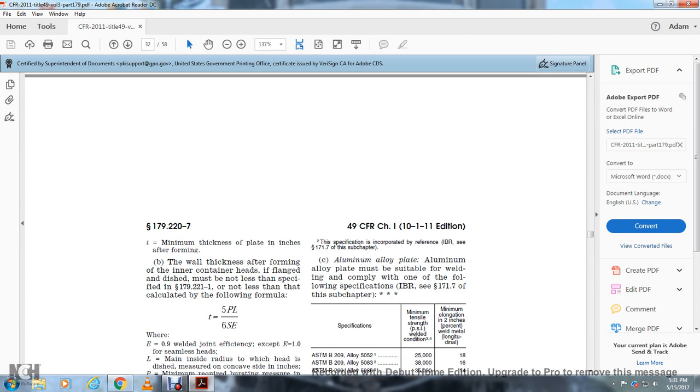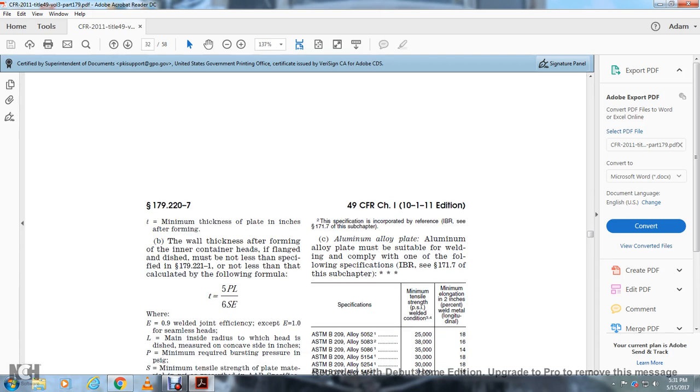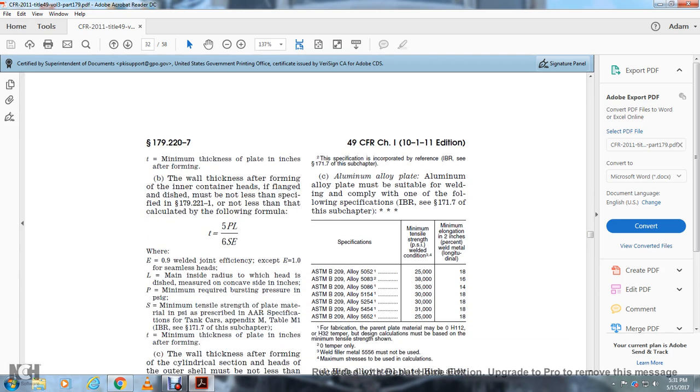T is the minimum thickness of the plate after forming. The wall thickness after forming of the inner container heads of the flange dimension must not be less than specified in 179.221-1, or not less than the calculated formula: T equals 5PL over 6SE.